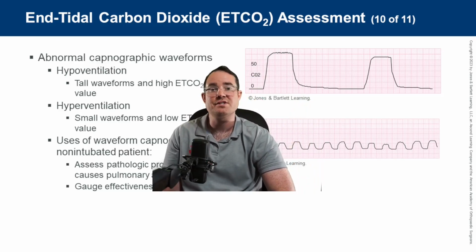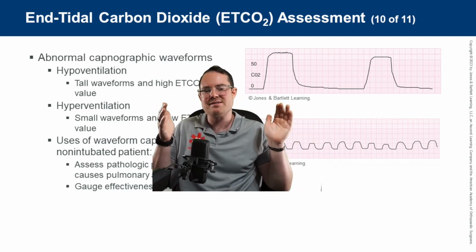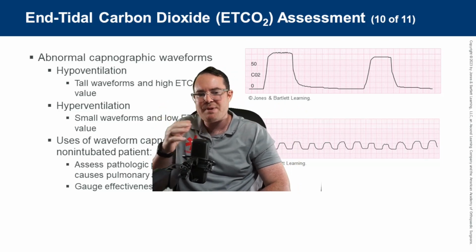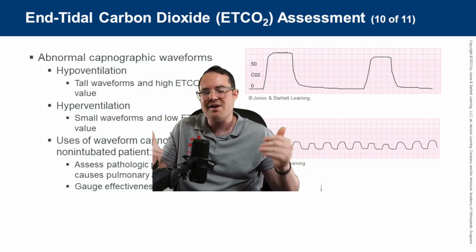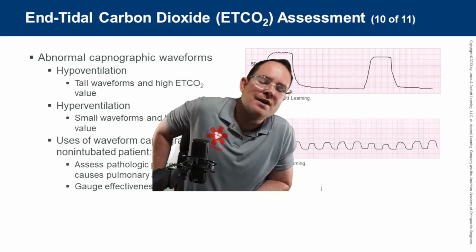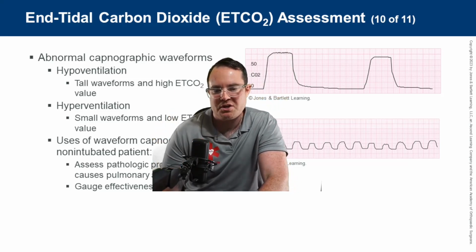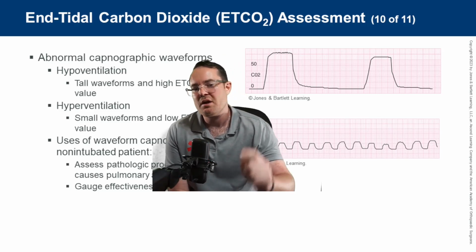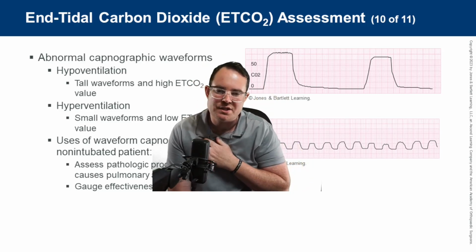We said 35 to 45 is considered normal. And look how spread apart these respirations are, right? So this patient is hypoventilating. They're not getting rid of enough CO2. The patient is suffering from something called bradypnea, right? Slow breathing, and they are withholding way too much CO2.